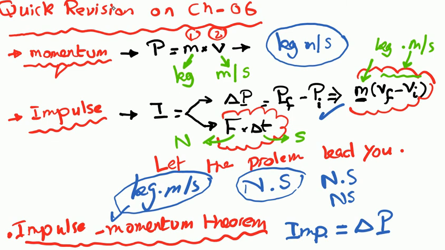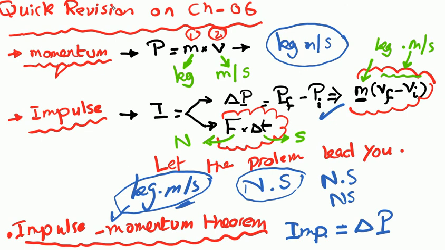Mass is a common factor. From here, we can get the measuring unit of impulse as kilogram times meter per second, like the momentum, because it's the change in momentum, so it has the same measuring unit as the momentum.